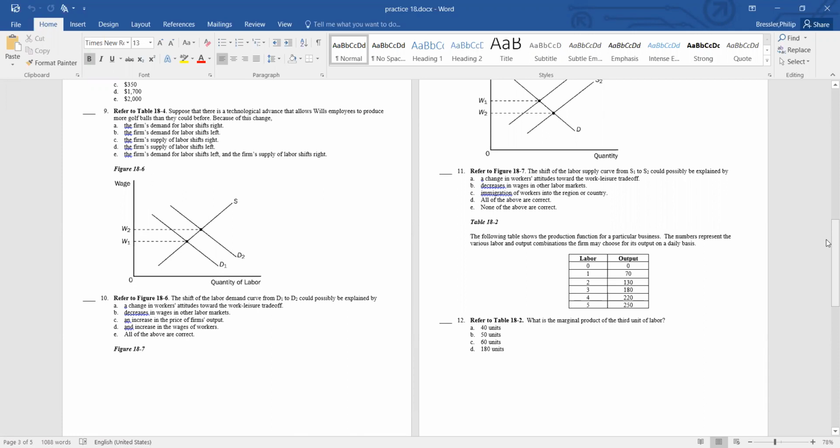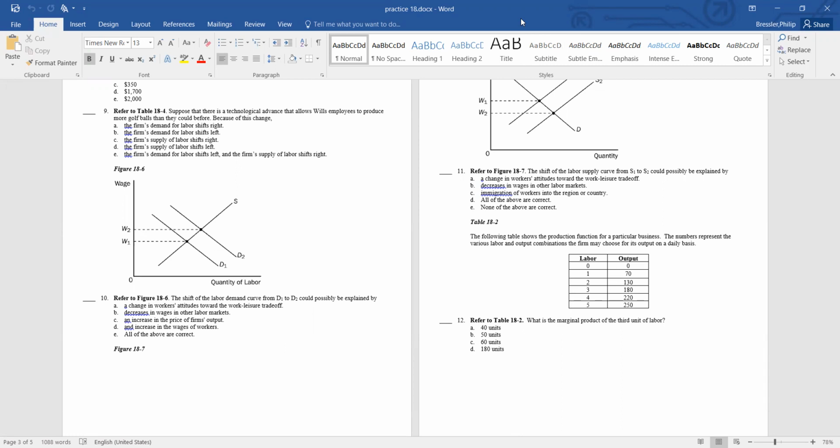All right. Refer to figure 18.6, the shift of the labor demand curve. So we got a rightward shift of demand. A, a change in workers' attitudes, that's a supply shifter. B, a decrease in the wages in other markets is a supply shifter. C, an increase in the price of a firm's output. Well, MP times P is VMPL, and demand is equal to VMPL. So an increase in the price would shift demand to the right.